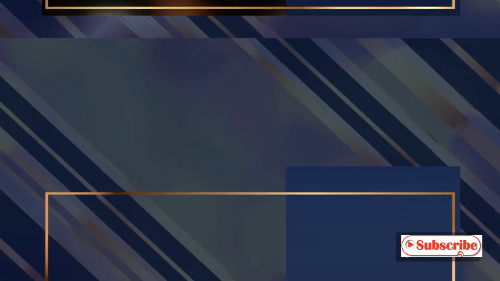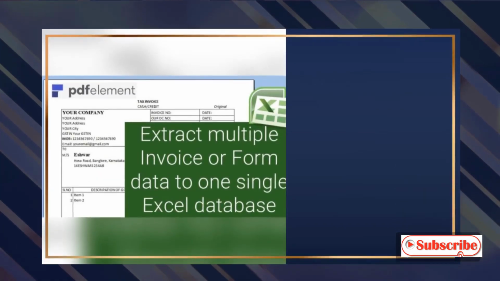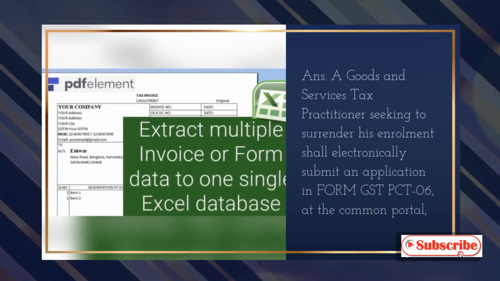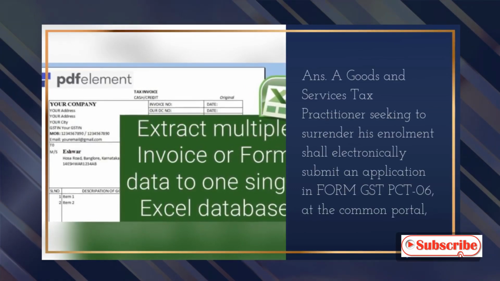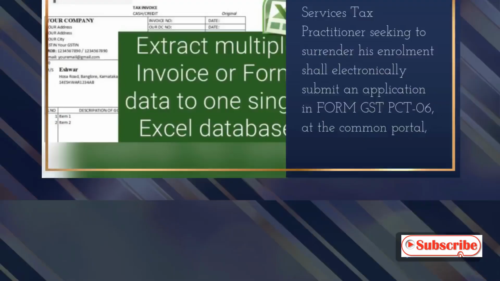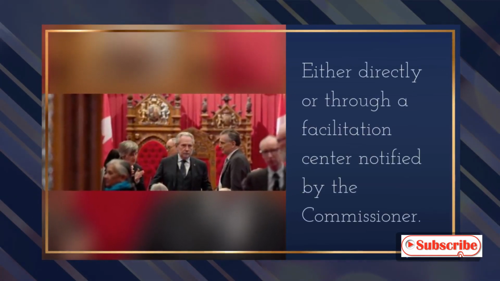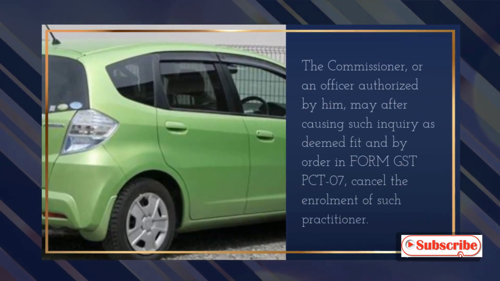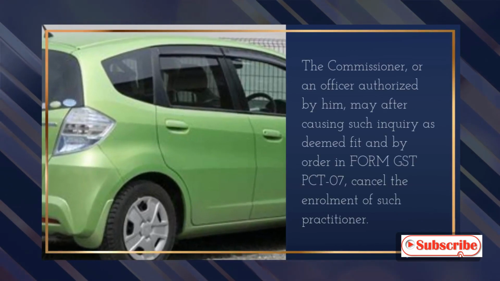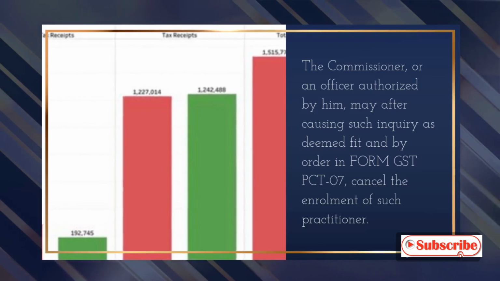goods and services tax practitioner authorized by the registered person. Question number 7. How can a GST practitioner surrender his enrollment? Answer. A goods and services tax practitioner seeking to surrender his enrollment shall electronically submit an application in Form GST PCT 06 at the Common Portal, either directly or through a facilitation center notified by the Commissioner. The Commissioner, or an officer authorized by him, may, after causing such inquiry as deemed fit and by order in Form GST PCT 07, cancel the enrollment of such practitioner.